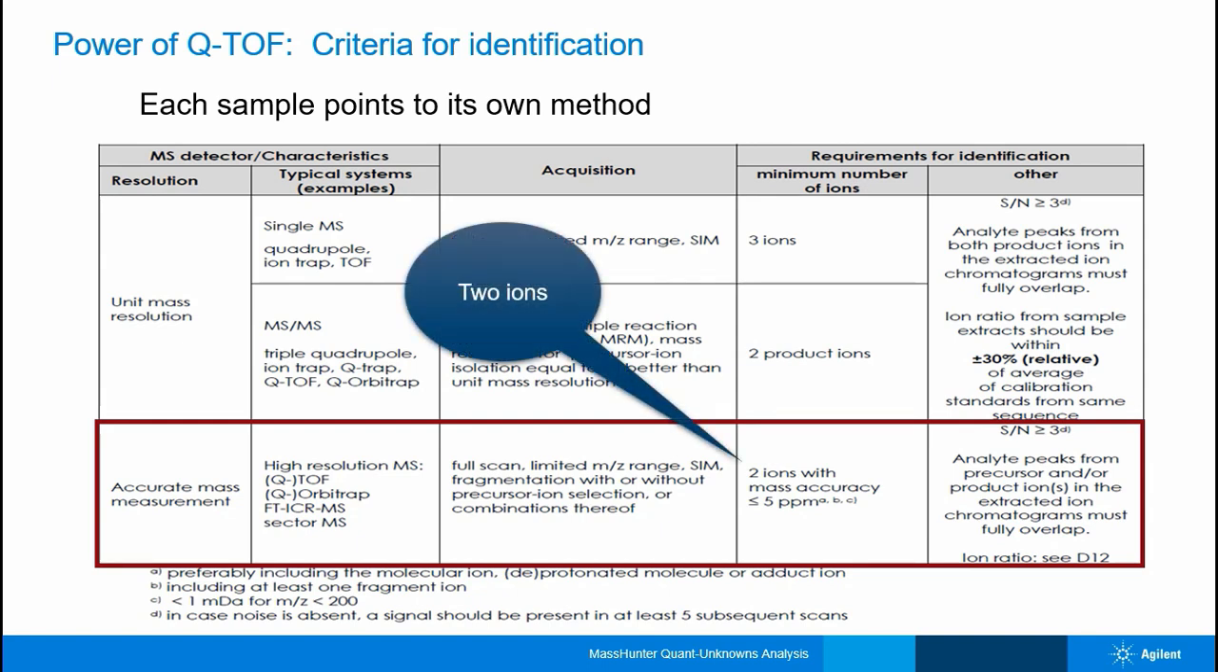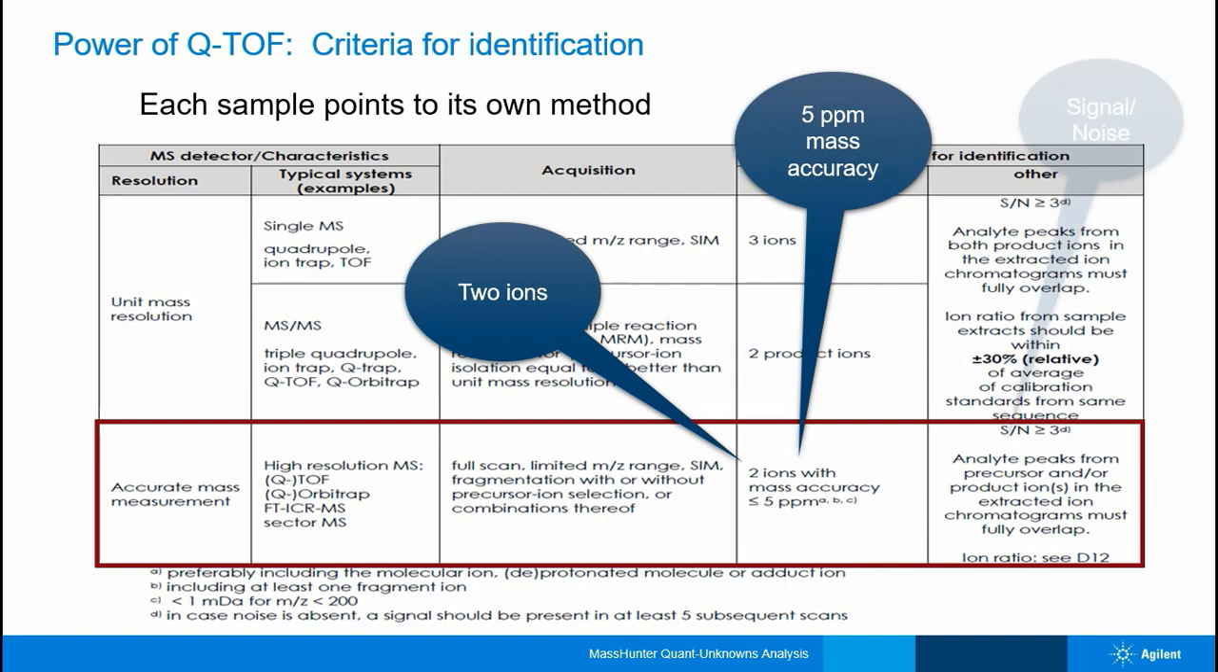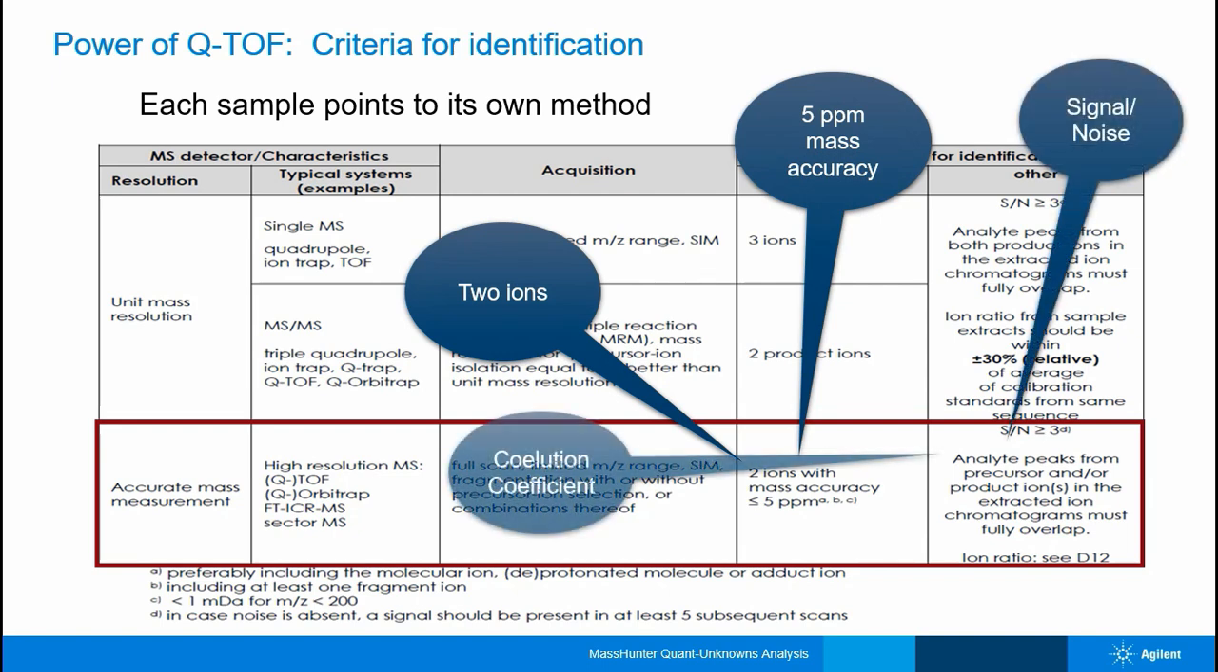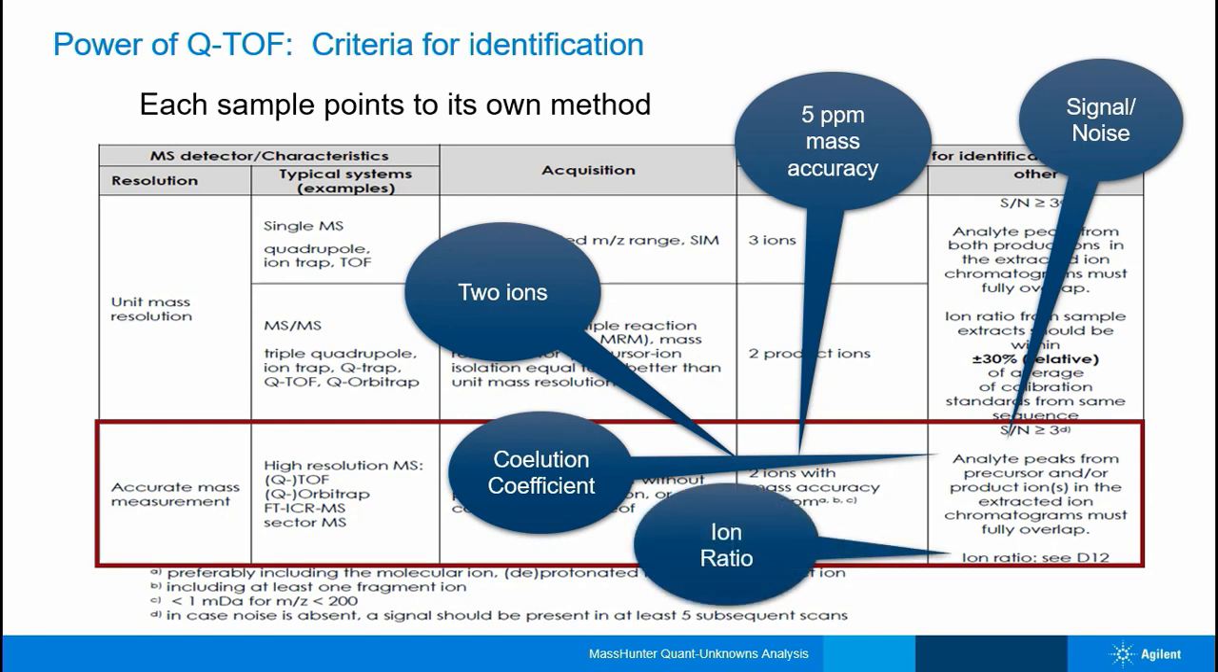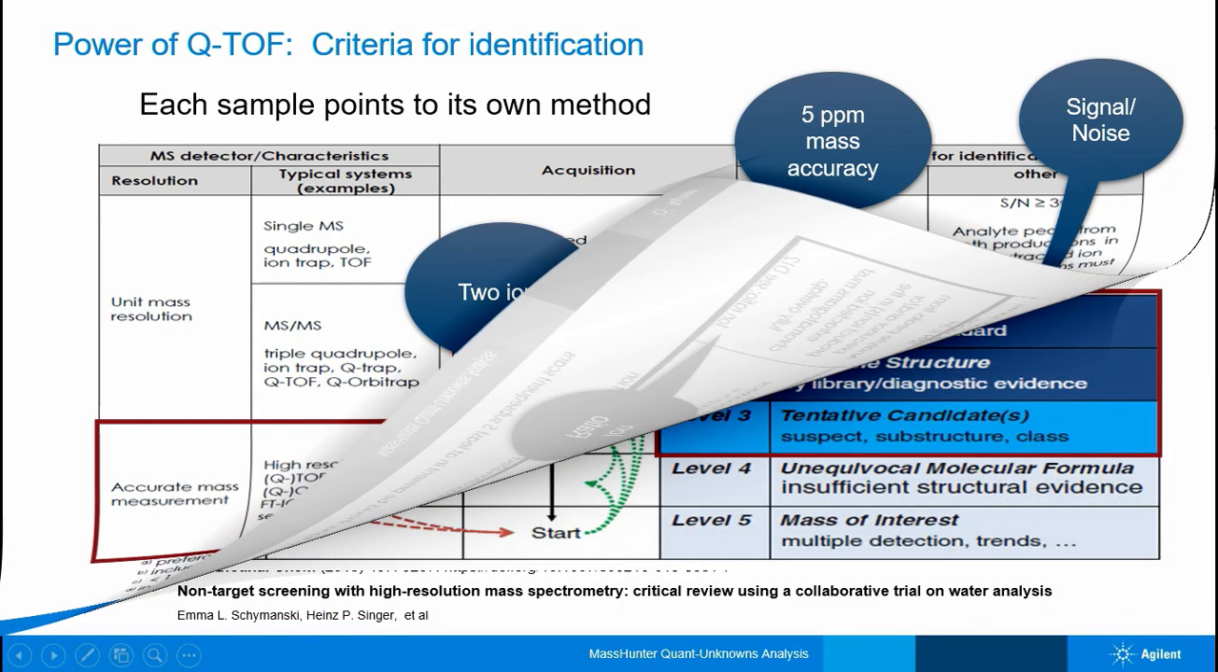First, there are two ions that are required for identification. We need mass accuracy better than 5 ppm. Signal to noise is a criteria. Coelution coefficient is a measure of shape. And ion ratio, which is always measured as part of the qualifier ratio in the target engine.